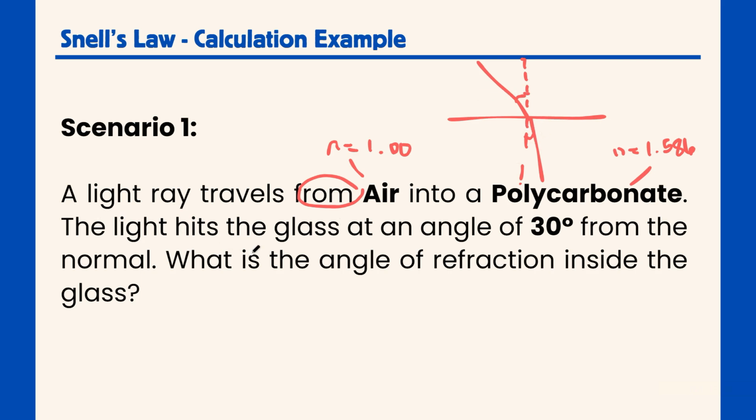The light hits the glass at an angle of 30 degrees from the normal. What is the angle of refraction? So what we are looking for is the angle of refraction, the value inside the glass, which is unknown. The angle of incidence here is 30 degrees. So how do we do that?